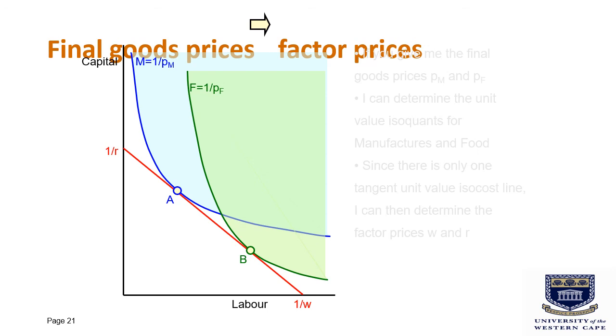So it's like working backwards, because you know everything has to equal 1. You get the prices, you find the unit isoquants. Once you find the unit isoquants, you know that the isocost line is also equal to 1. It will be tangent to both graphs, and only at one point when you draw that in. Once you draw in that unit isocost line, that will then determine your wage and your rental rate of capital, or the cost of capital.